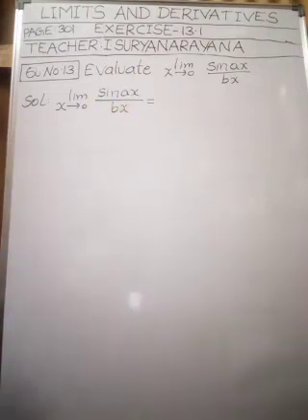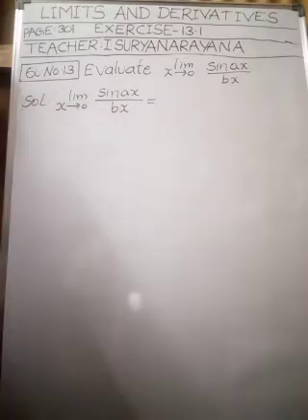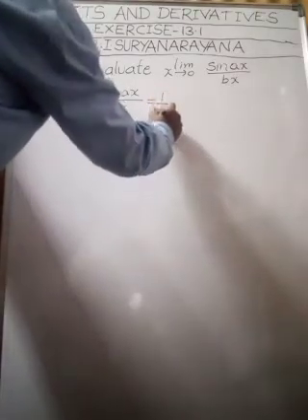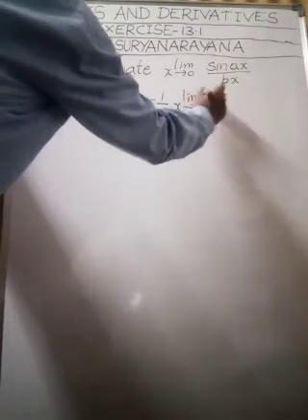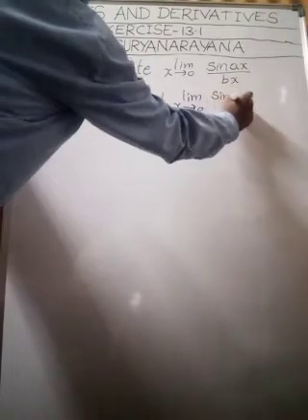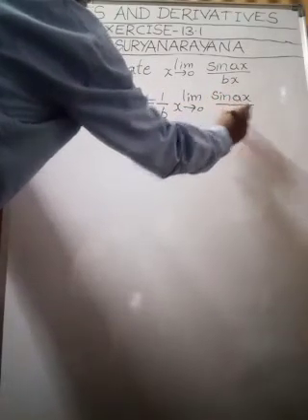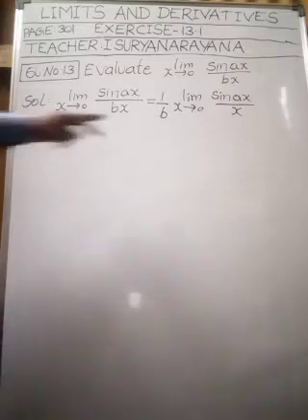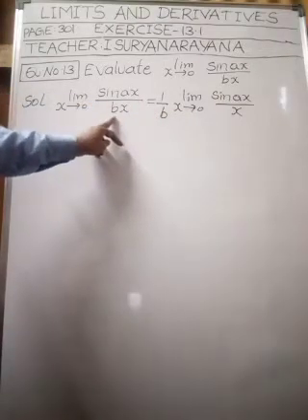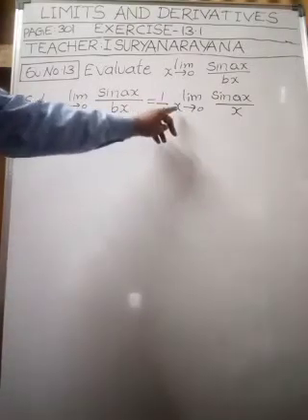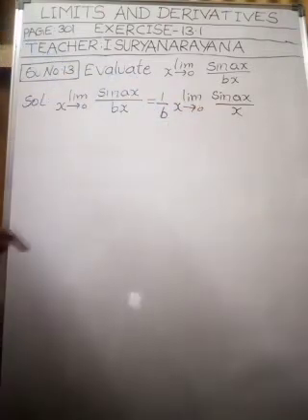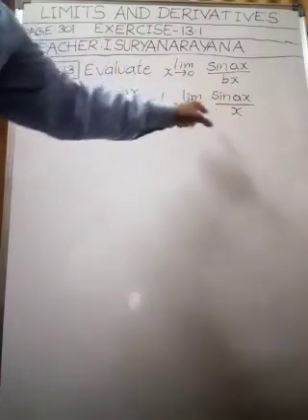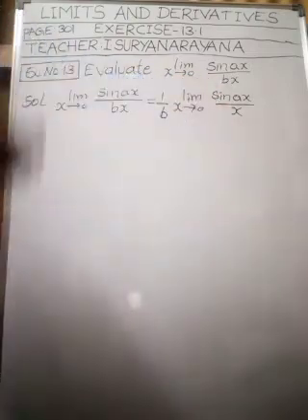So here b is a numerical coefficient. I will write it outside. So 1 by b, as x tends to 0, limit sin ax by x. Understood this step? Here b is a numerical coefficient, we wrote it outside. So 1 by b into, as x tends to 0, limit of sin ax by x. So here we got a standard limit. It is a standard limit.